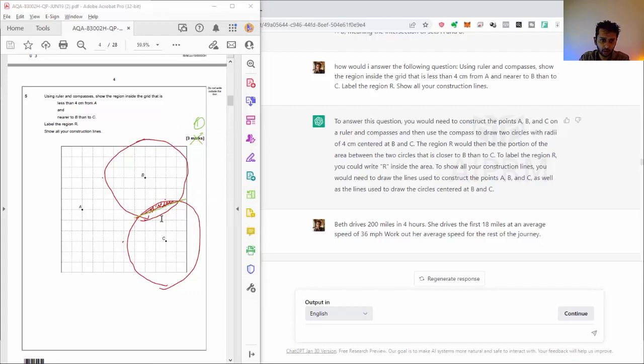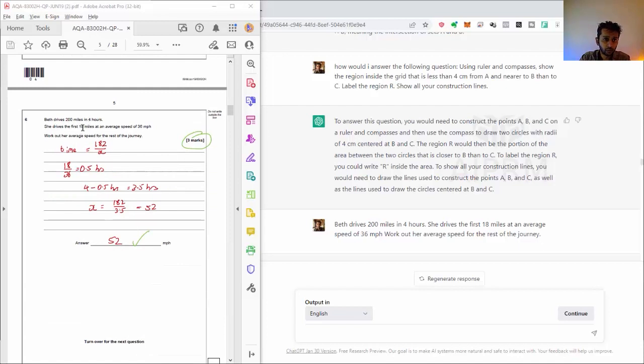The only thing that was worthy of a mark is this line here that we drew, which is an equal distance from B and C. So we got 1 mark for drawing the line from that intersection and that intersection of the arcs. So we got a mark for that line only, so 1 out of 3 on that one.